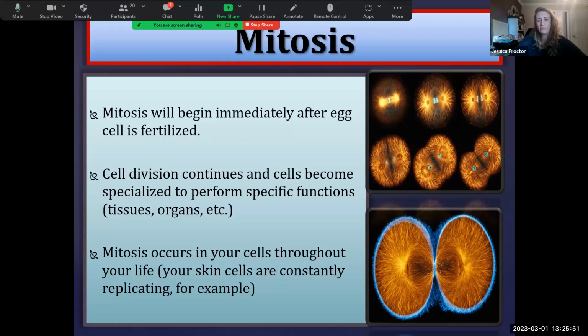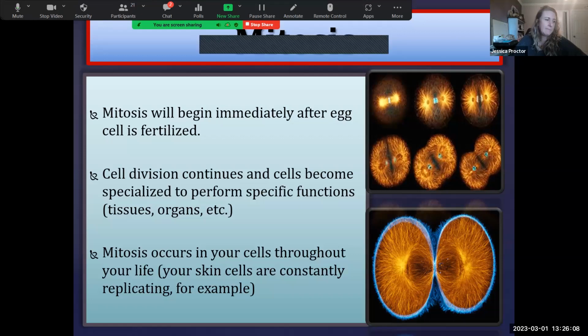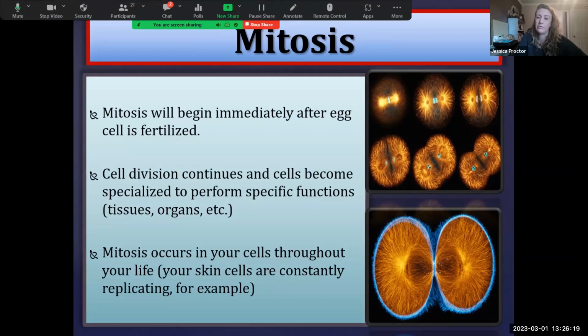Mitosis occurs in your cells throughout your life. Although remember, some cells go through mitosis more frequently. Your skin cells, for example, are constantly replicating. But nerve cells are ones that don't go through mitosis very frequently. That's why it can be so catastrophic, so devastating when you get nerve damage, because even though it is possible, you can certainly recover from nerve damage. It takes time and sometimes a lot of outside medical intervention to recover from nerve damage.